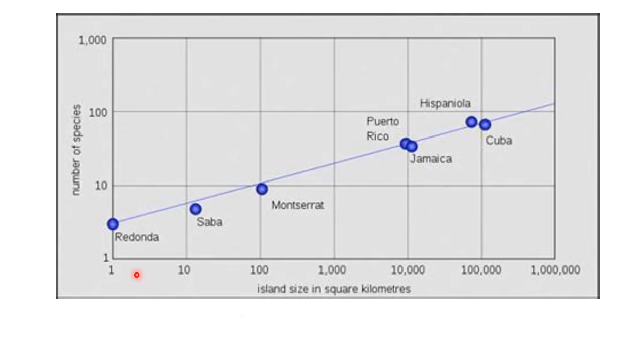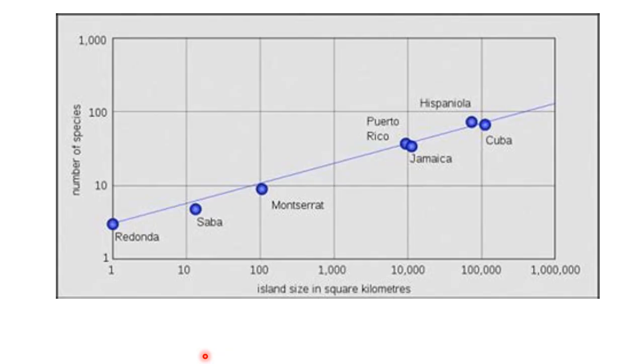And so here we have Redonda, a tiny little island in the Caribbean, all the way up to Cuba, which is off the coast of Florida. And so what we see here is that smaller islands have a smaller number of species, and this is going to go up. So larger islands have a larger number of species.